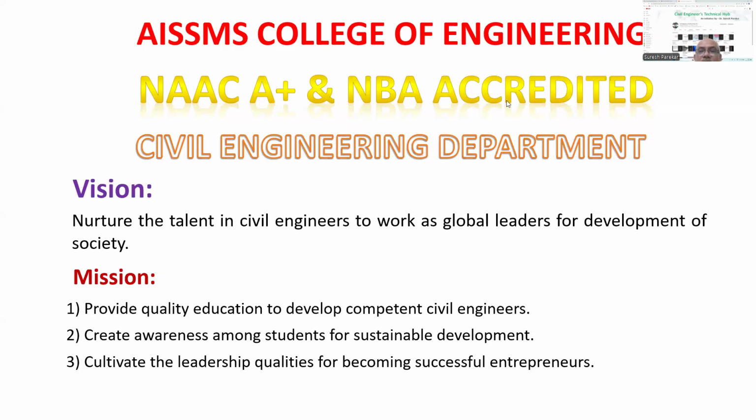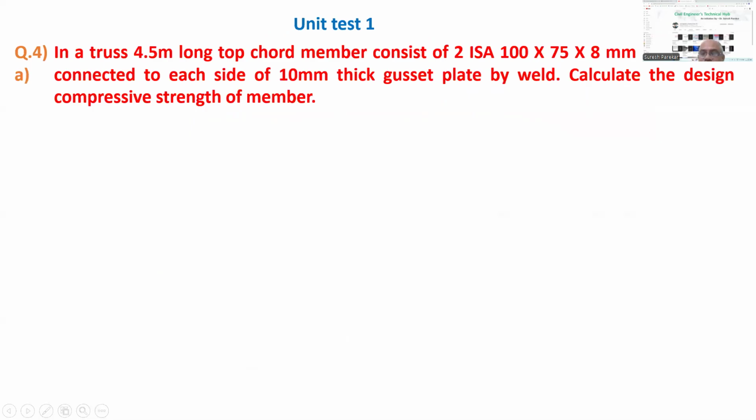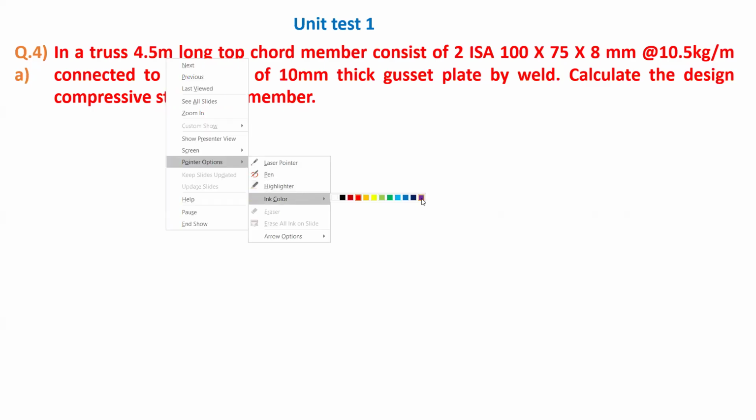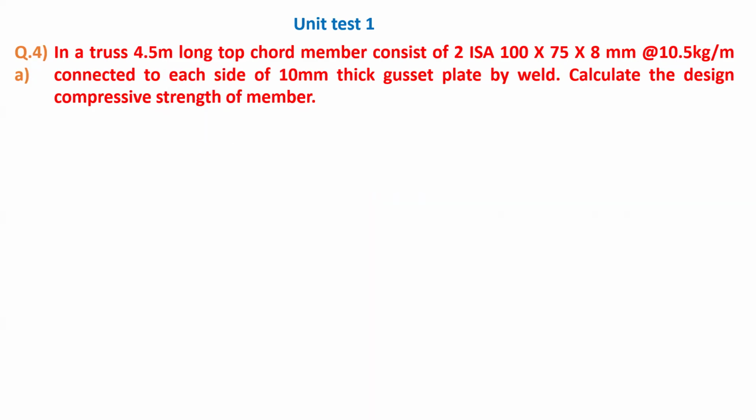Now we are going to see question number 4 from unit test. So we have in this question, in a truss, 4.5 meter long top chord members. So keep in mind, generally if a top chord member is given, then, if not mentioned otherwise, you have to design it as a compression member. Keep this in mind always, when this is given.